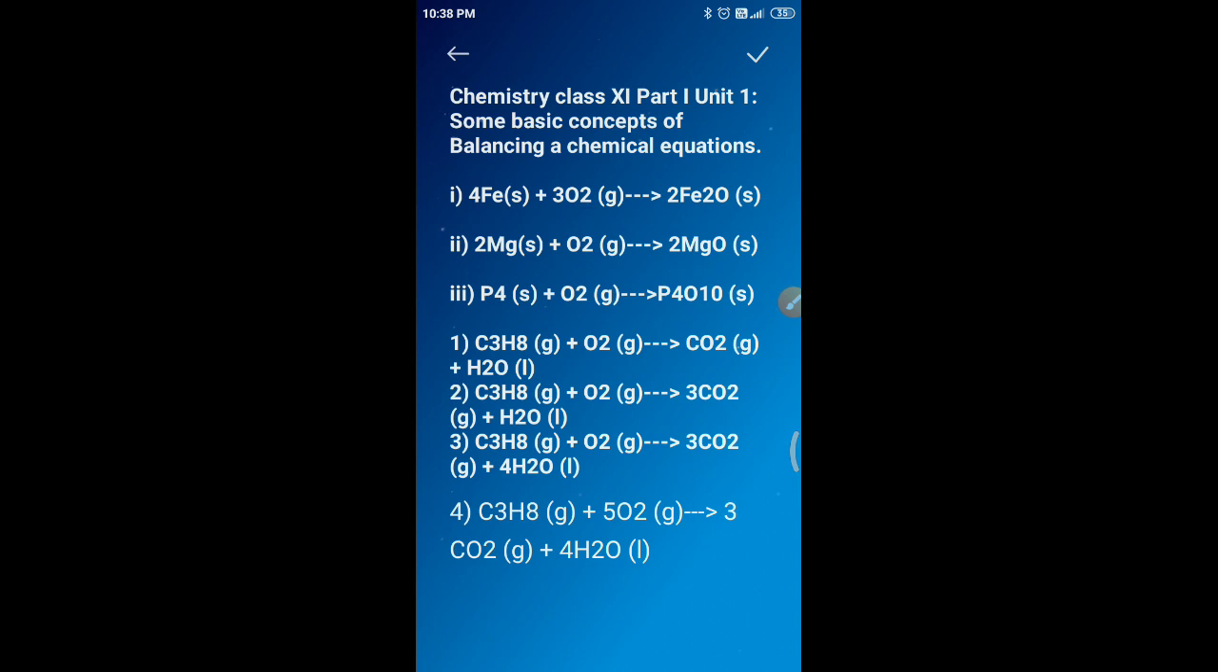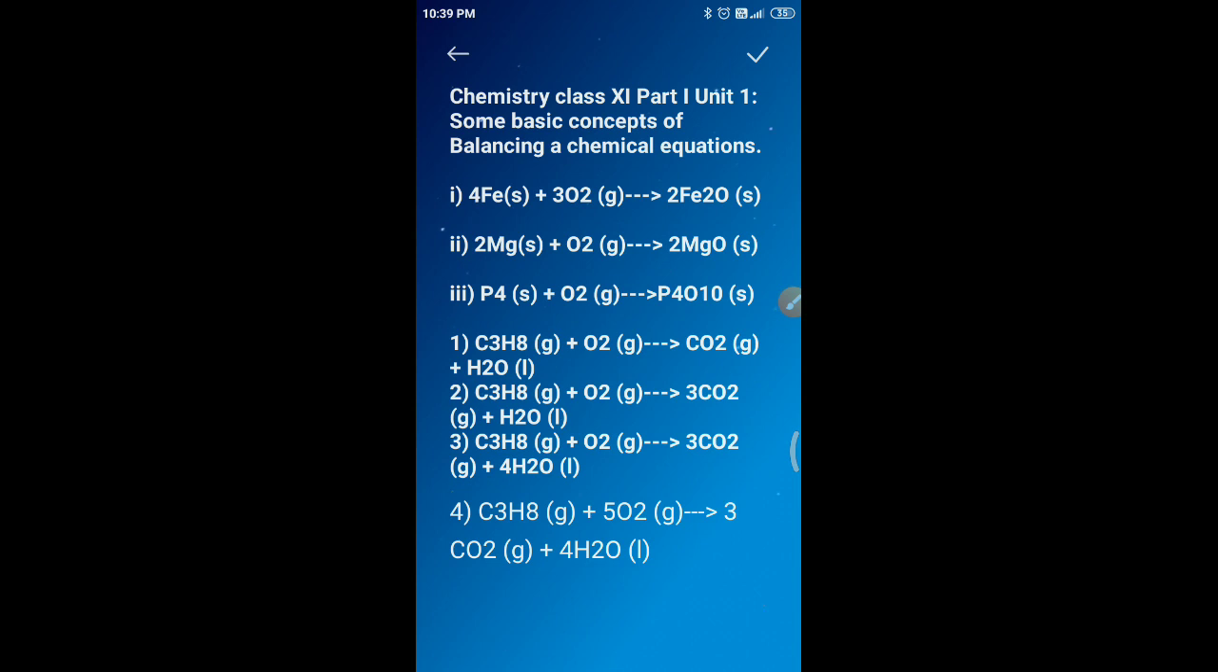Now we have to balance the same on the left side. So for O2 we have to make it 5 times. So the equation becomes C3H8 plus 5O2 gives 3CO2 plus 4H2O. Now this is the balanced equation.